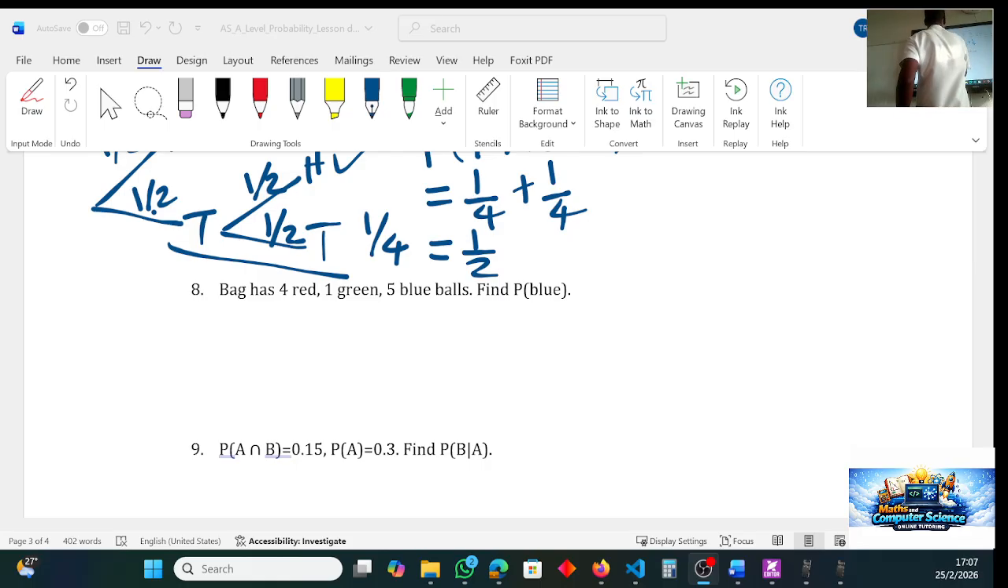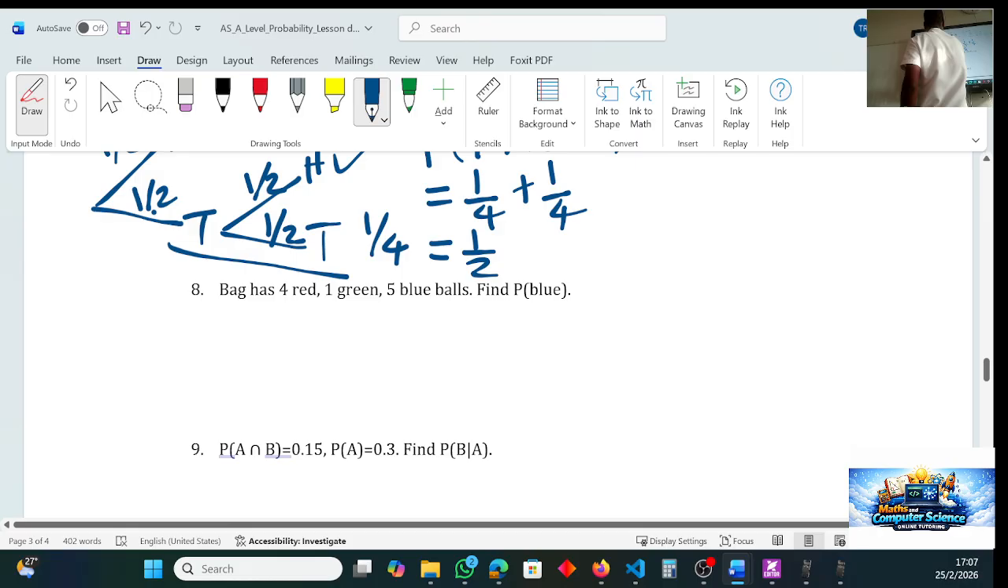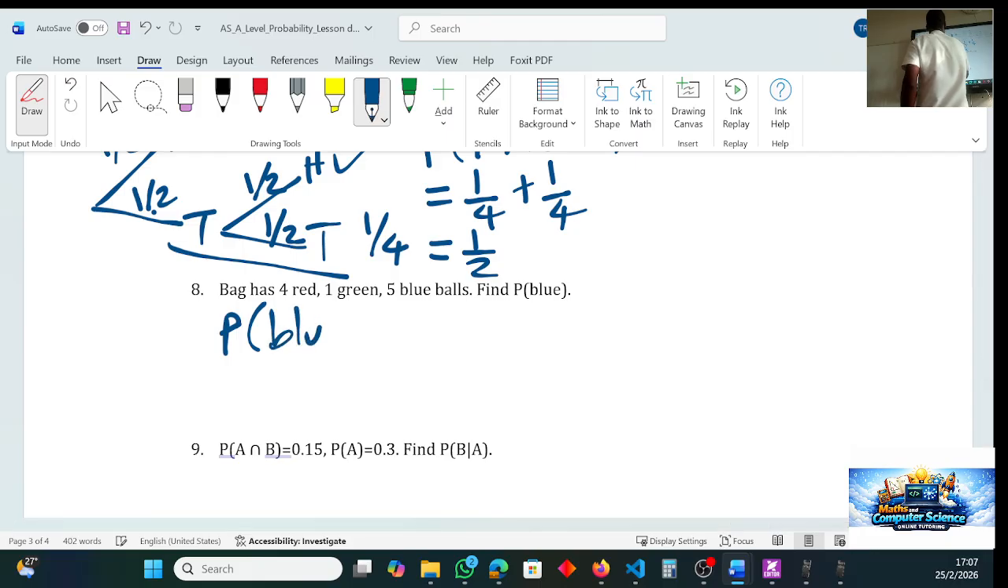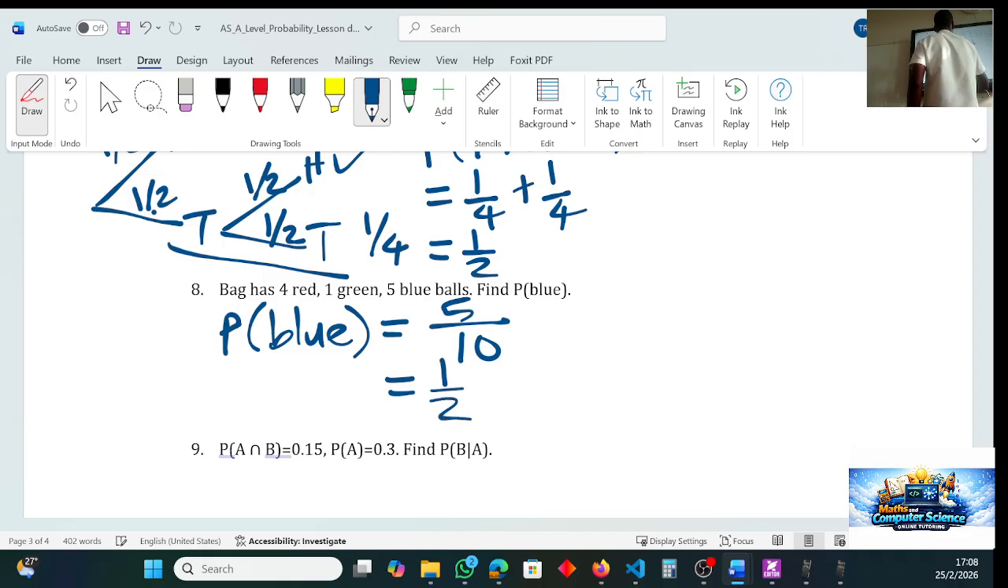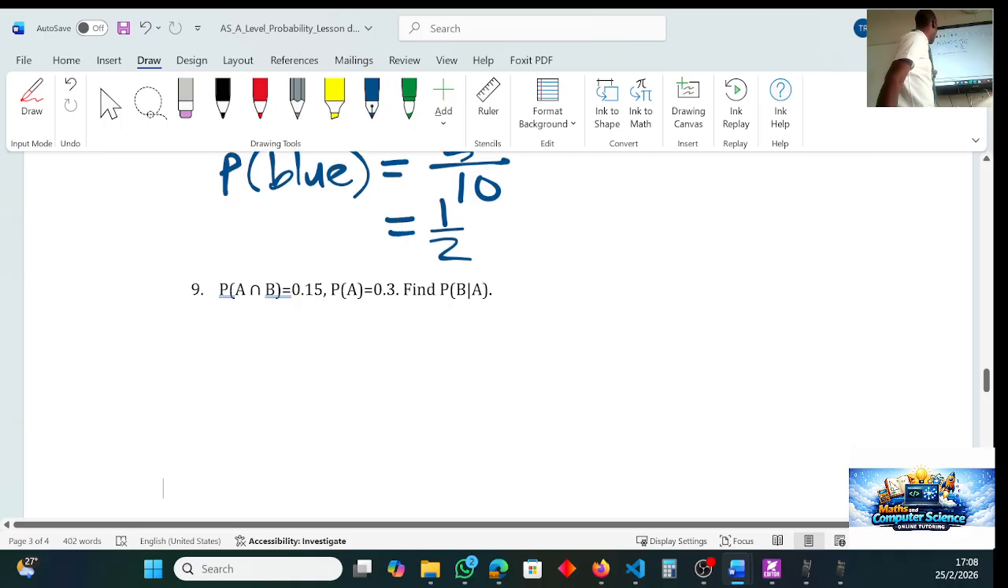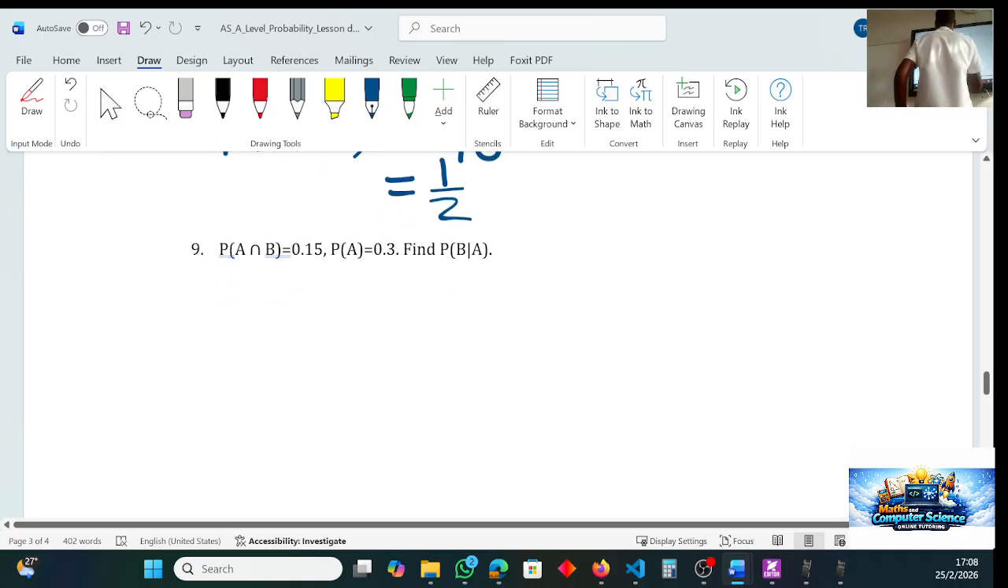So here we have a bag with a total of 10 balls, and we want the probability that the ball is blue. Like we did last time, it will be out of 10. Then we check how many blue balls we have. There are 5, so we simplify our solution to 1 over 2. Then we're moving to conditional probability.